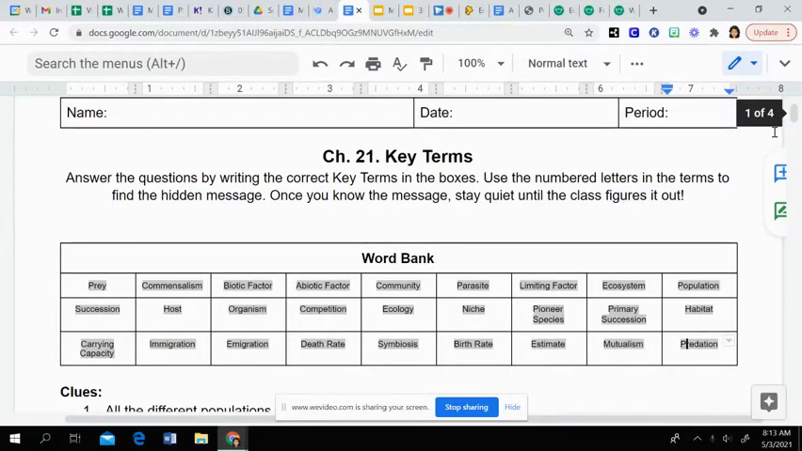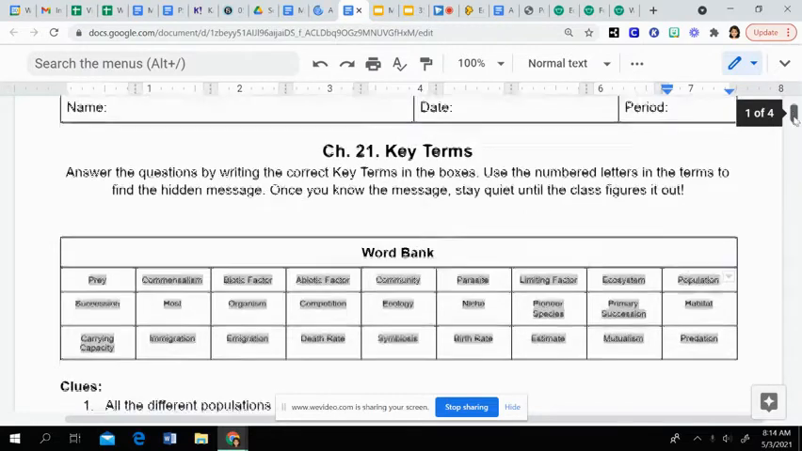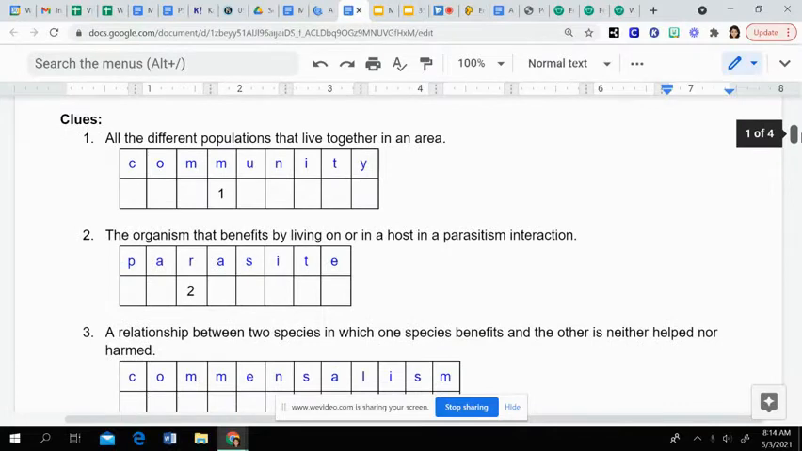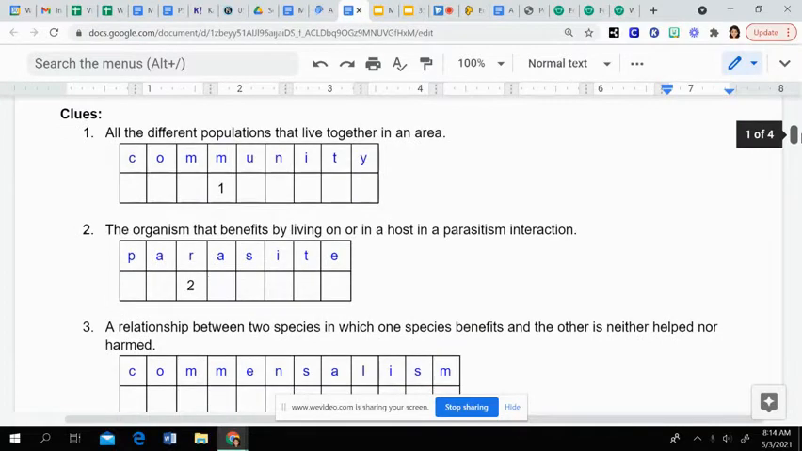All right, guys, we are going to go over the answers for our Chapter 21 key terms. This is all filled out, so you guys are just going to be following along, looking to make sure you have the correct key terms for each clue. So our first clue, the definition is for community.